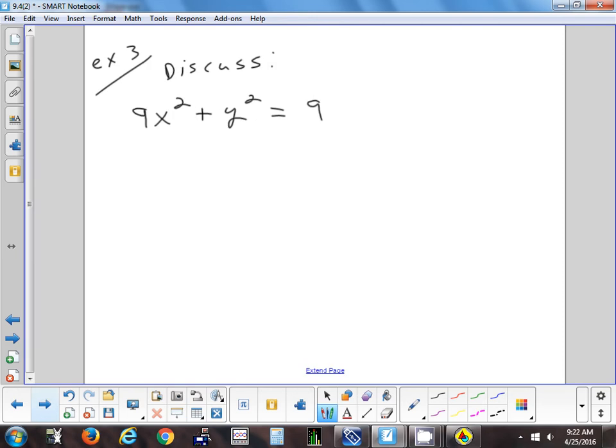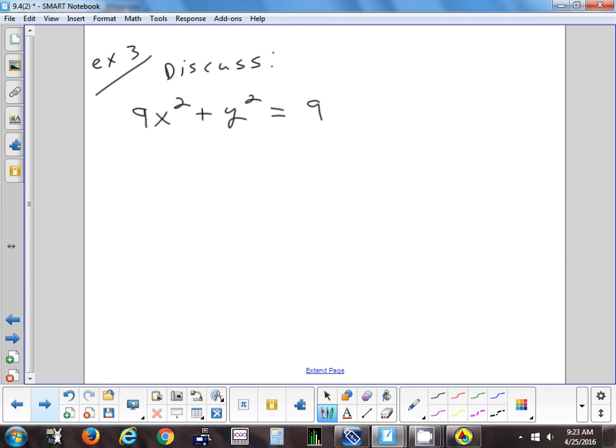This one, similar to the last one, is asking us to discuss the ellipse, but something is wrong here. It's like an equation, like 9x plus y. It is an equation. The other ones were equations too. As long as it's got an equal sign in it, that makes it an equation. So this is still an equation. It equals 9. What's wrong with that? It should equal 1. If we're going to discuss it, we have to make it equal to 1.